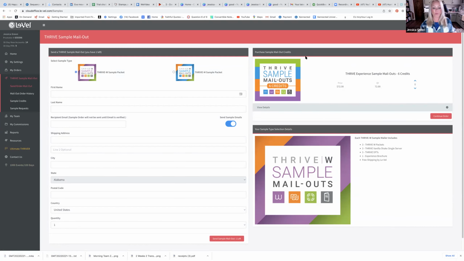When people ask all the time which do you do, I mail my own samples at all costs because it's so much less expensive for me. But when you first get started, if you bought the $400 or $800 kit, you got some free sample mailouts. Sometimes they run promos where you can earn some sample mailout credits. And I'll give you another good example of when I use the sample mailout system.